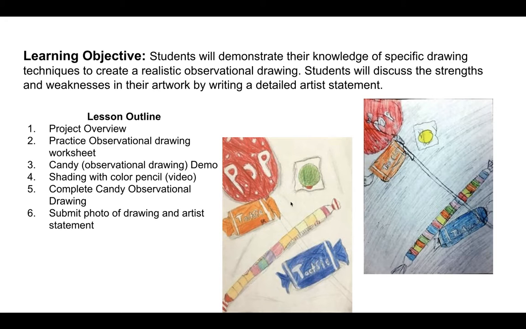It'll look something like this. I have two student examples here. We will have an example picture to look at when you do your drawing, because with observational drawing, you need to be looking at something in order to complete the drawing. And then I want you to shade everything with colored pencil, so I want it to really stand out. We've got lots of different colors here. And then you're going to submit your drawing and artist statement.